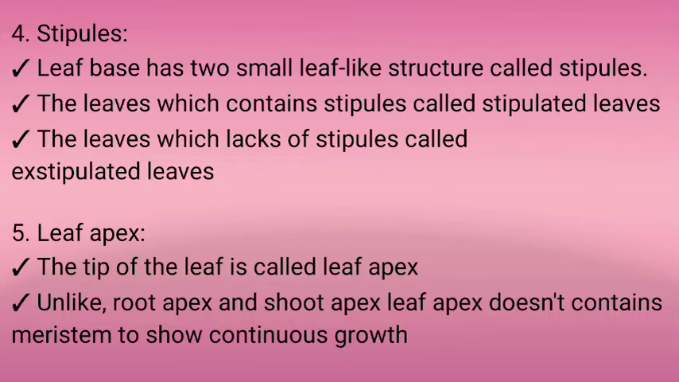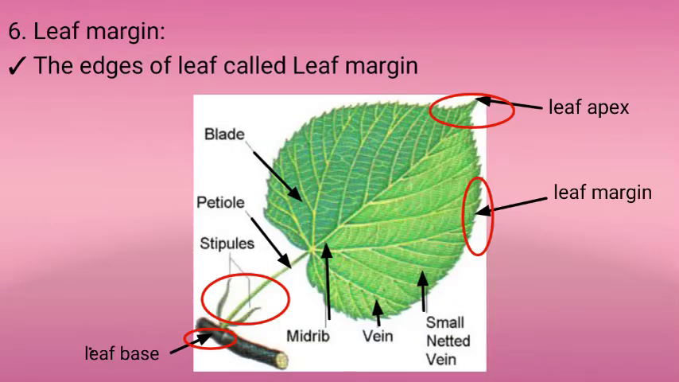Leaf apex. The tip of the leaf is called leaf apex. Unlike root apex and shoot apex, leaf apex does not contain any meristem to show continuous growth. That's why leaf shows limited growth. The very last one, leaf margin. The edges of leaf are called leaf margin.